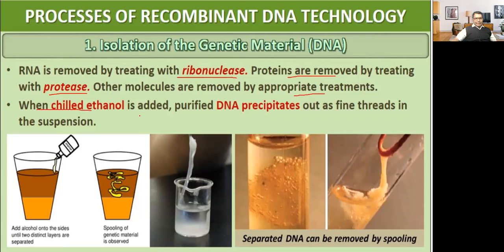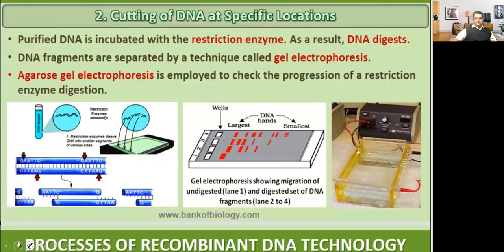When chilled ethanol is added, purified DNA precipitates out as a fine thread in the suspension. So the material is here. If you add chilled ethanol, it will get precipitated. So this is the isolated DNA. Separated DNA can be removed by spooling. This is spooling. You may have done this experiment in your school laboratory. Now, purified DNA is incubated with restriction enzyme.